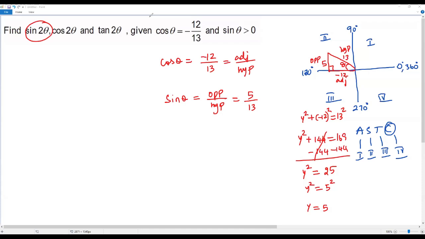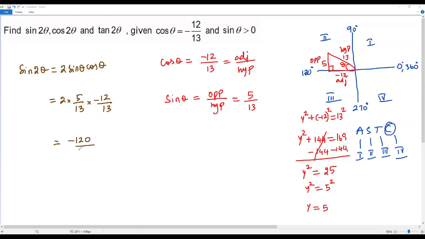There is a formula for sine 2 theta: sine 2 theta equals 2 times sine theta times cosine theta. So 2 times, already we got the value of sine theta, which is 5 over 13, and for cosine theta, we have the value in the question itself, that is negative 12 over 13. When I multiply, 2 times 5 is 10, 10 times negative 12 is negative 120, over 13 times 13, which is 169. So the value of sine 2 theta is equal to negative 120 over 169.